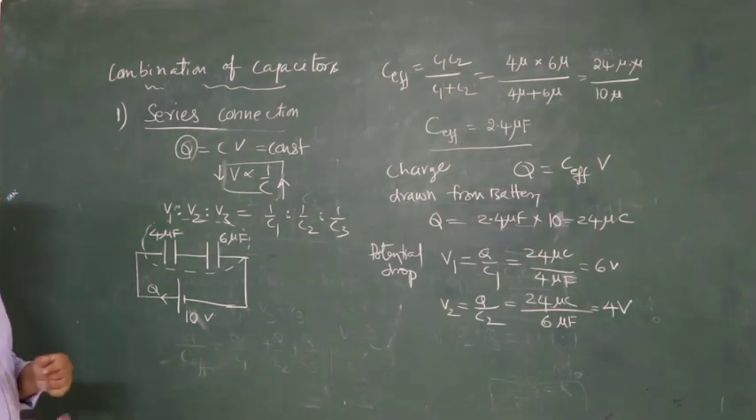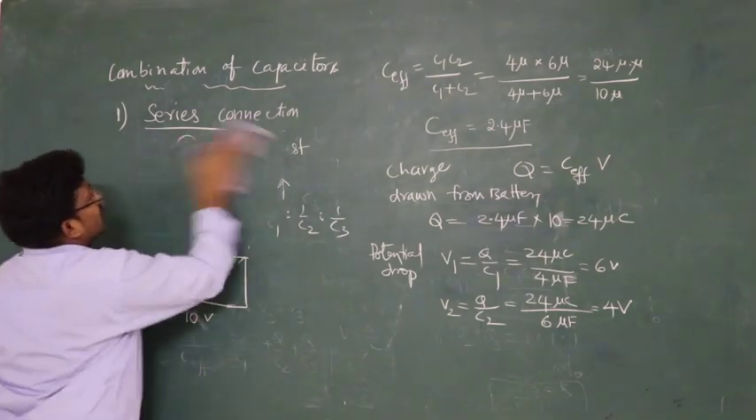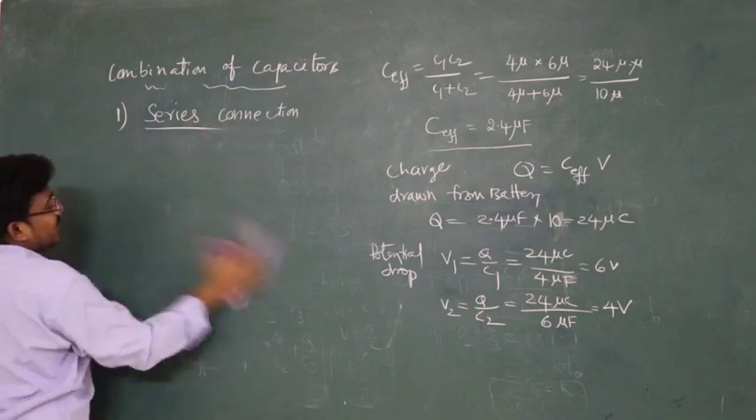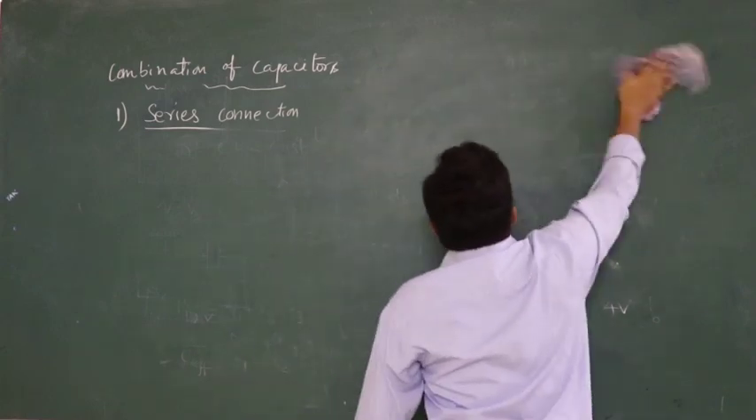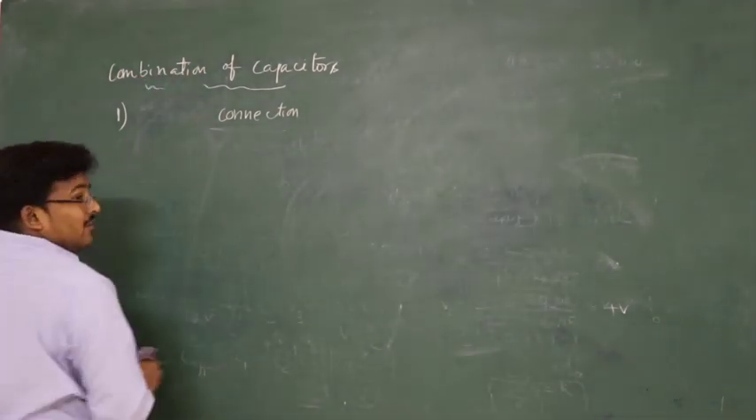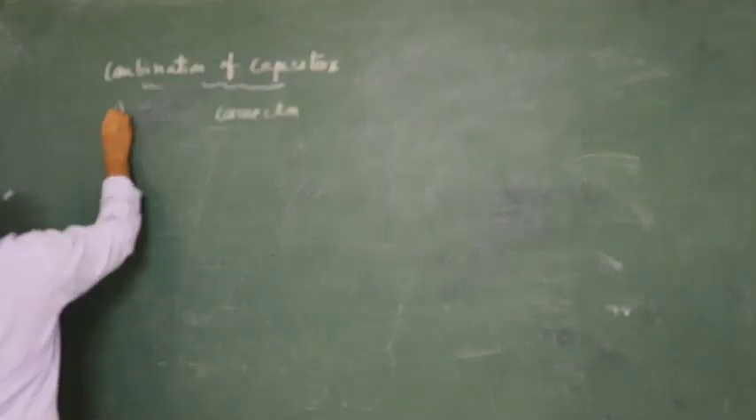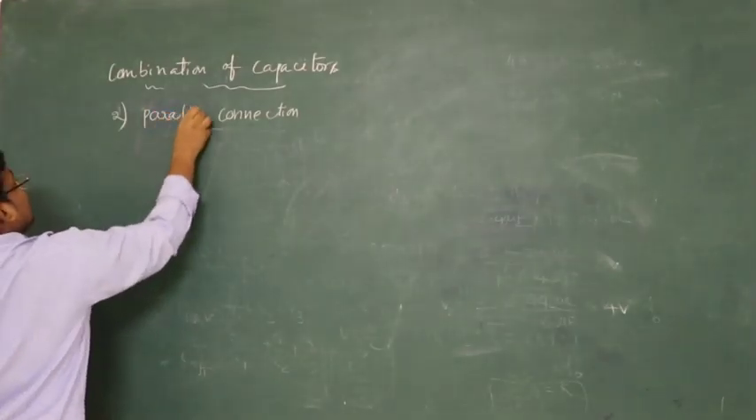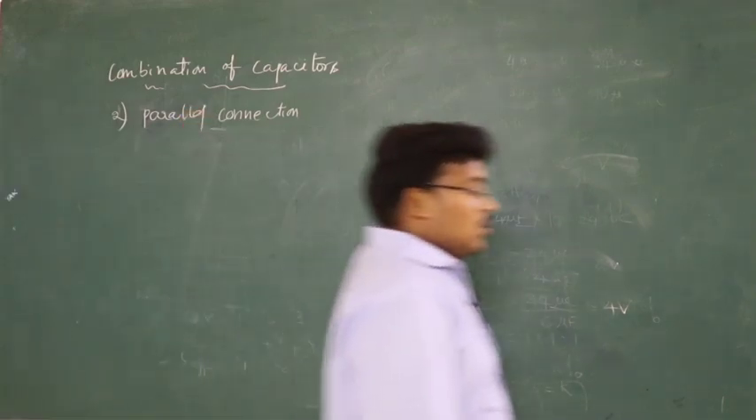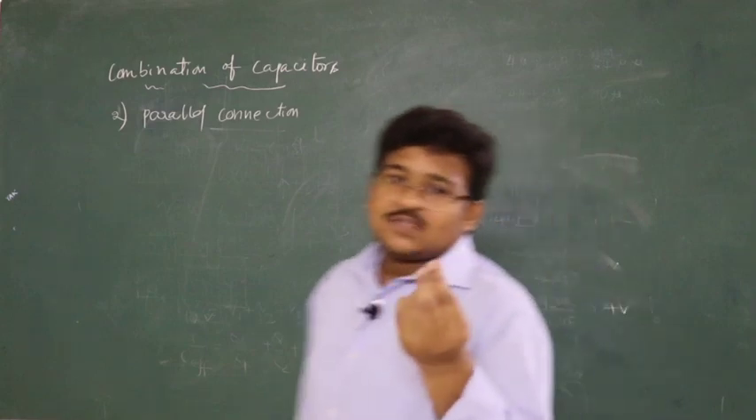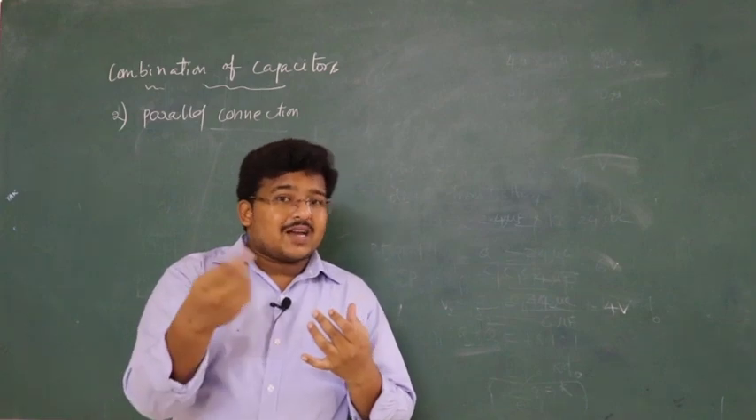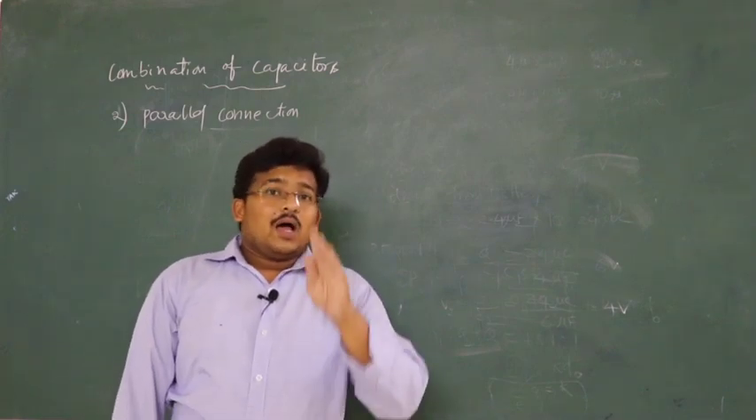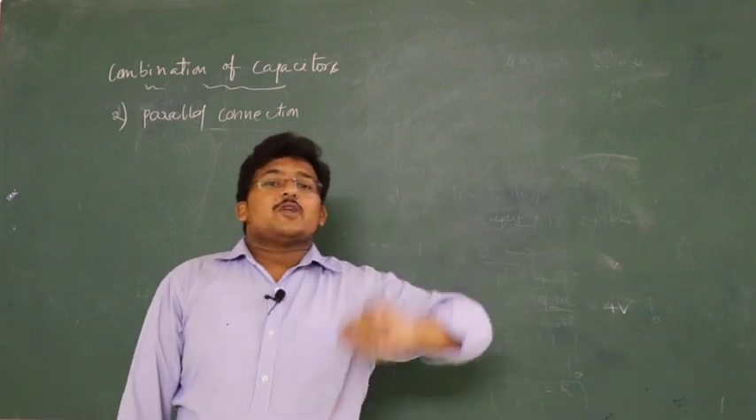Now we will see the parallel connection of capacitors. The first question is, when is it said to be connected in parallel? The capacitor has 2 plates, right? The positive plates of all the capacitors are connected to the positive terminal of the battery and the negative plates are connected to the negative terminal of the battery. Then you can say it is connected in parallel.